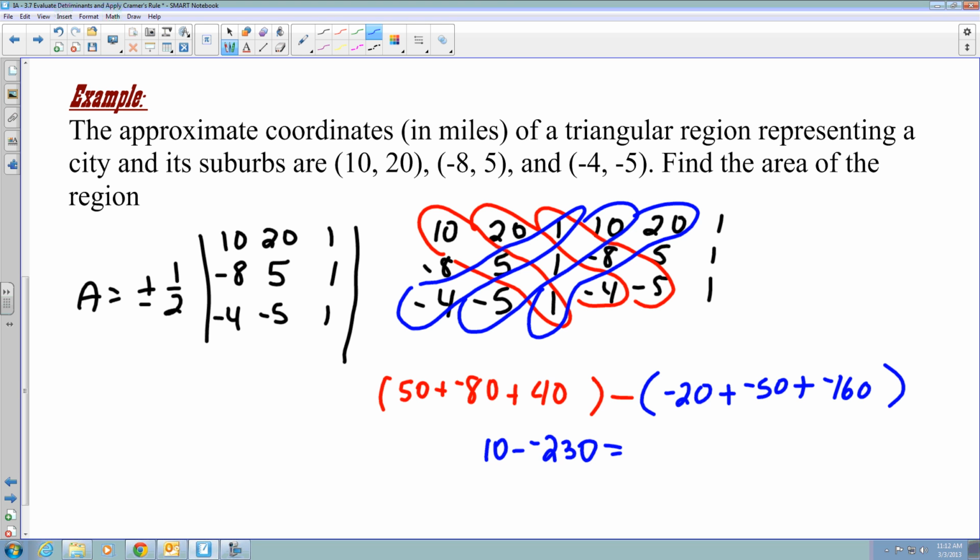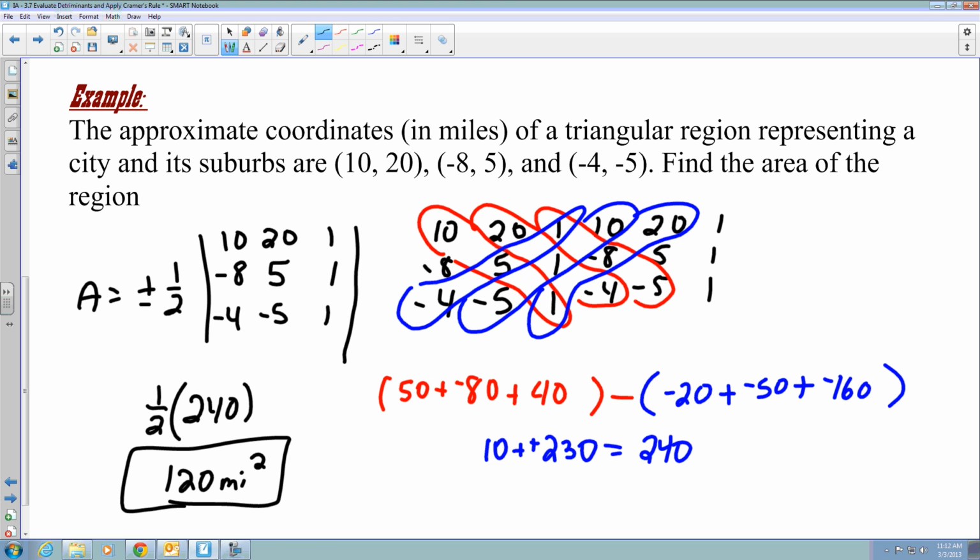I take this as a negative, so this becomes a plus, so the value of the determinant for this matrix is 240. So now that I know that the determinant is 240, and my determinant is a positive number, that means I can use the positive 1/2 and then multiply it by 240. So I know that the area of this particular triangle in miles is 120 square miles. So it just labels like that.